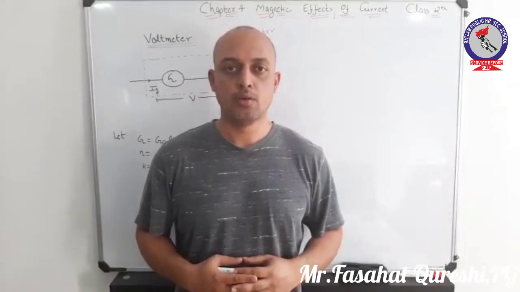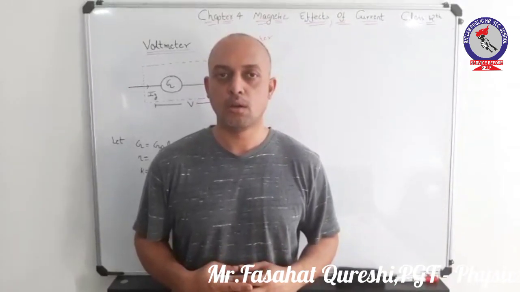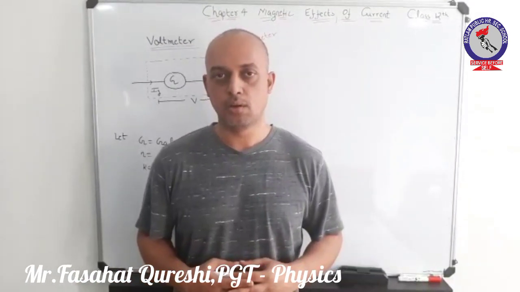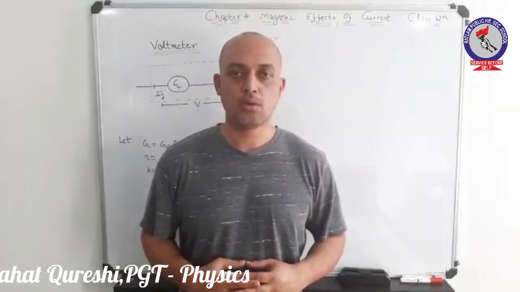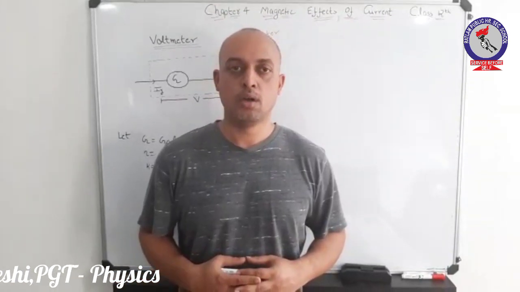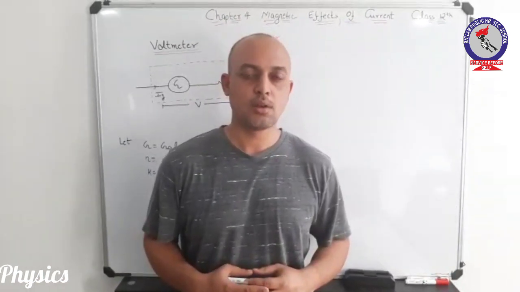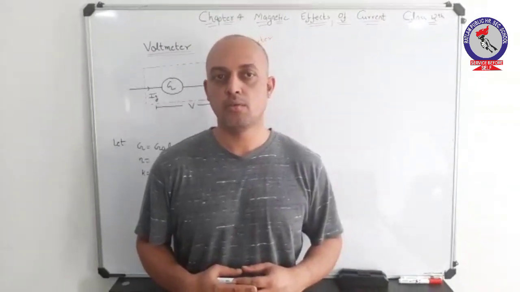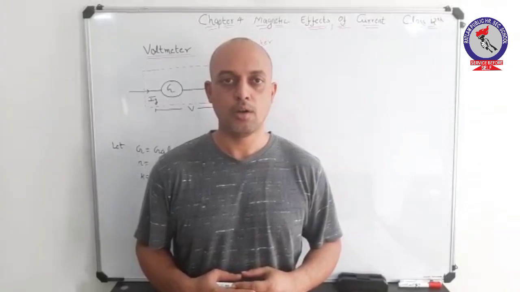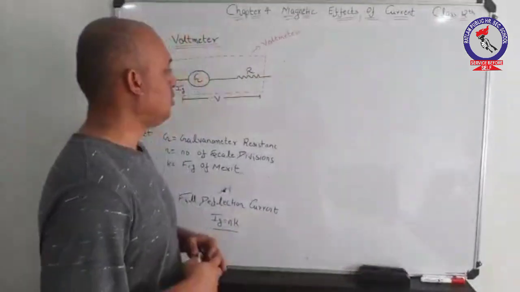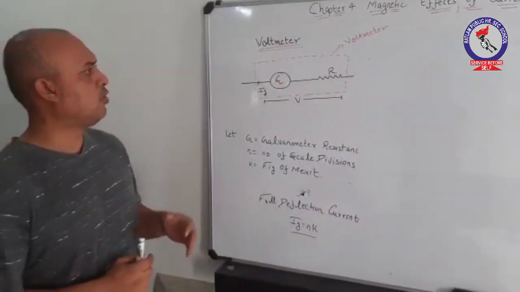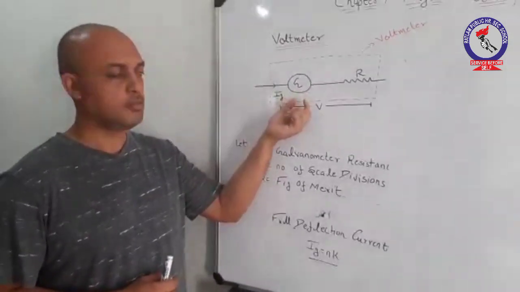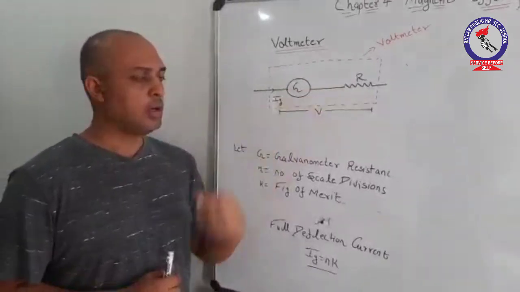In this section of my video, we will be going through another important concept of magnetic effects of current, that is voltmeter. Going through the basic introductory part of a voltmeter, a voltmeter is a high resistance galvanometer which is used for the measurement of potential difference across any instrument or any device. Now let us go through the basic concept of this voltmeter. The combination of this galvanometer and a high resistance, both connected in series.